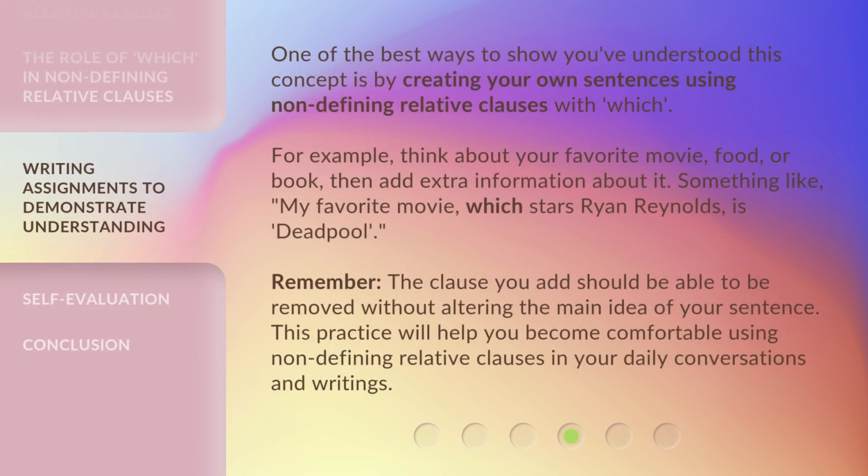One of the best ways to show you've understood this concept is by creating your own sentences using non-defining relative clauses with which. For example, think about your favorite movie, food, or book, then add extra information about it. Something like, my favorite movie, which stars Ryan Reynolds, is Deadpool. Remember, the clause you add should be able to be removed without altering the main idea of your sentence. This practice will help you become comfortable using non-defining relative clauses in your daily conversations and writings.